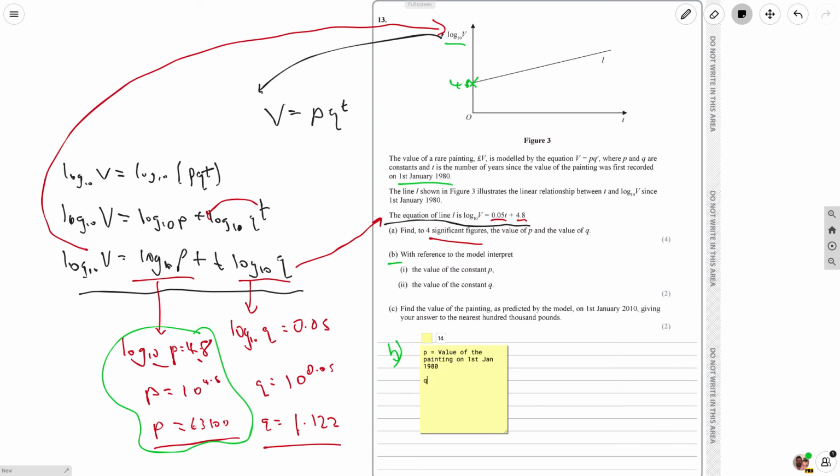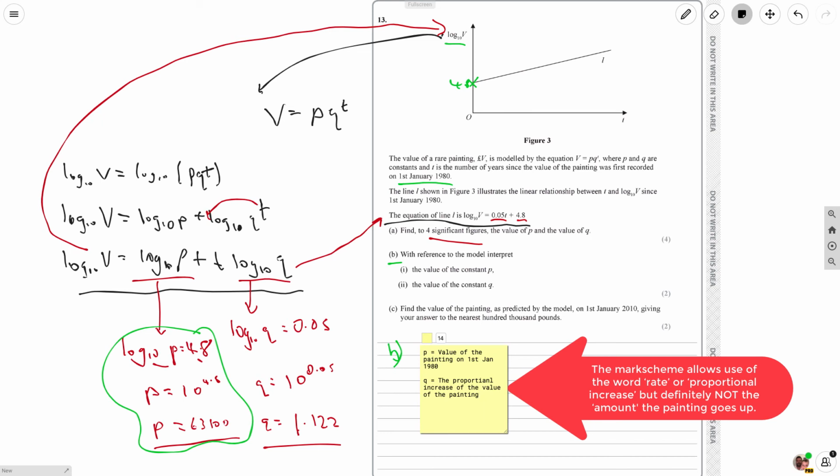Okay, so what is our interpretation for Q? Well, again, when you look at the straight line graph, it looks as if the value of the painting is going up, and the rate that it's going up is dependent on that constant Q. Now we got a Q of 1.122. That gives you an indication that it's positive. It's the gradient. If you look at the straight line graph, it's to do with the gradient, so it's to do with the growth of the value of the painting. Not quite sure how they would want you to word that on the mark scheme. In this case, 1.122, a good way to interpret that would be that's around about a 12% increase.